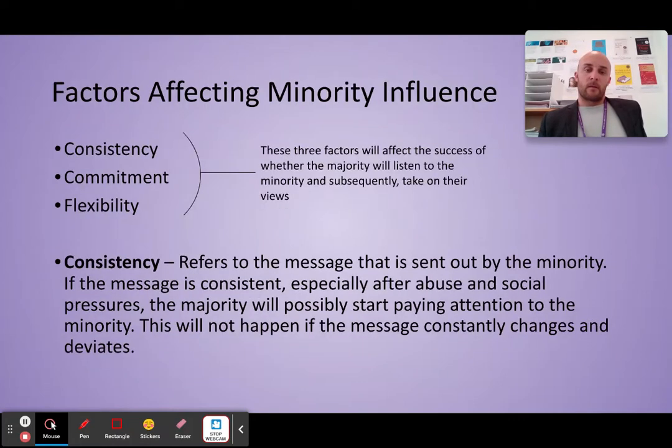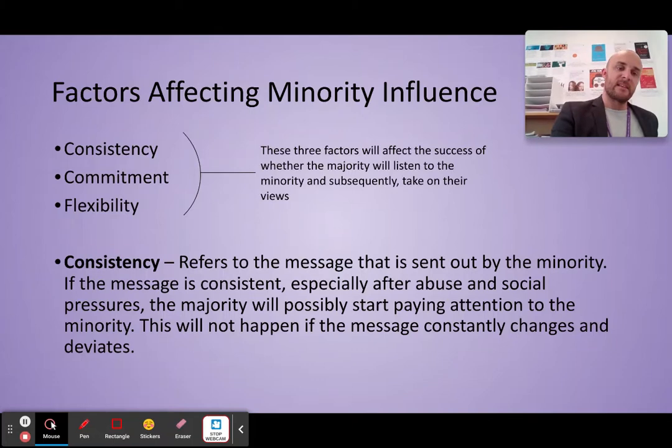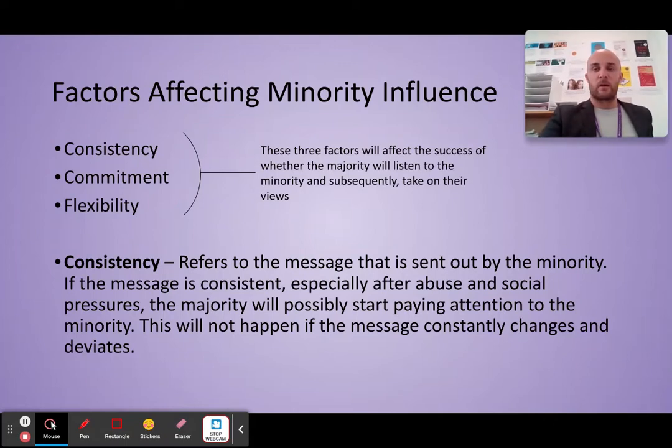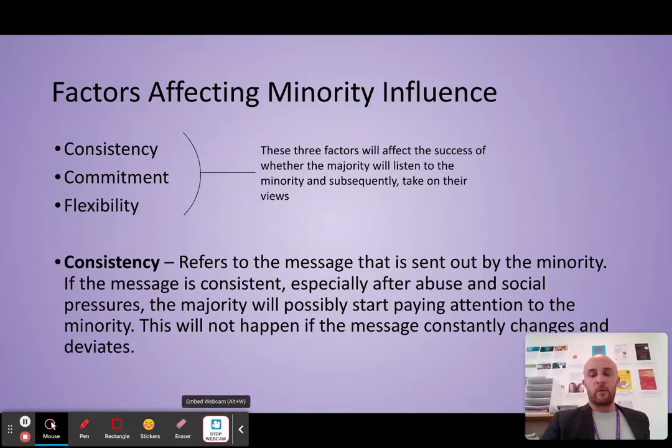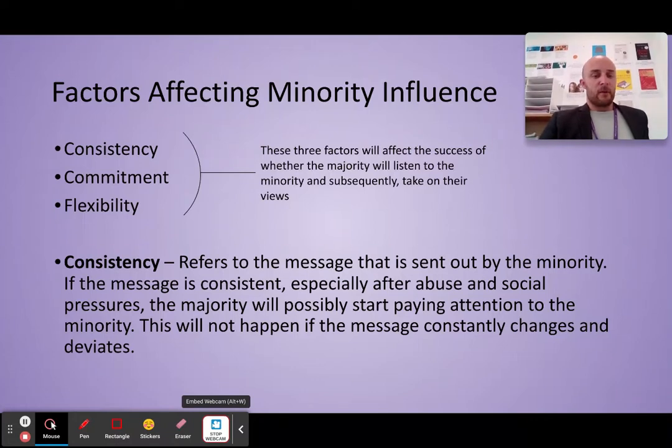So a couple of examples, but before we go into this, let's start with the AO1. Now, you need to understand how consistency, commitment, and flexibility influence the majority of people. And you need to understand what we mean by this as well.